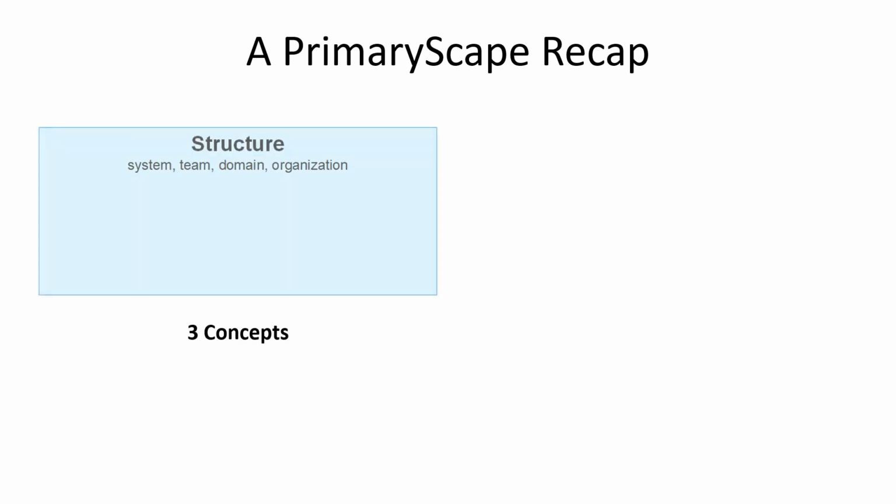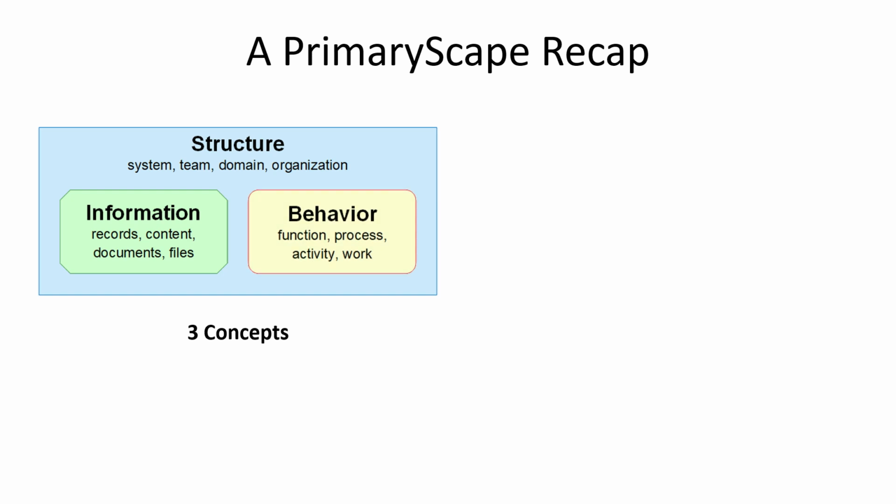And now it's time for a recap. There are three concepts. Blue rectangular shapes represent structures. Structures can be systems, teams, domains, organizations, basically anything that can be considered to exist and have a life cycle. Green shapes represent information. They are rectangles with the corners cut off. Information can be records, documents, files, data, or any other kind of content. Yellow shapes represent behavior. These shapes are rectangles with rounded corners. Behavior can represent functions, processes, or any kind of activity or work. Information and behavior are realized in structures.